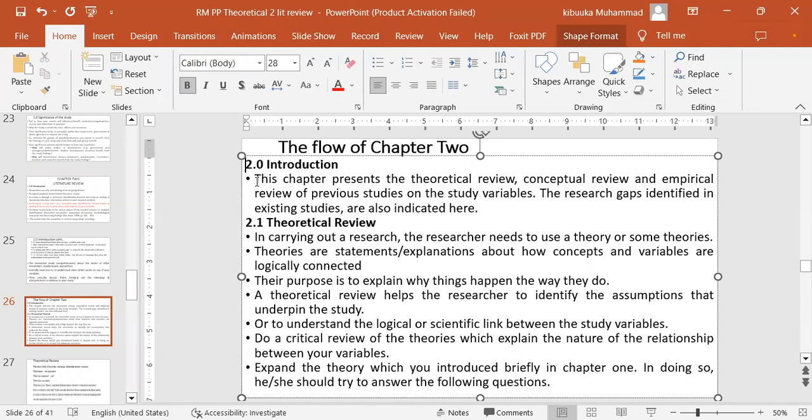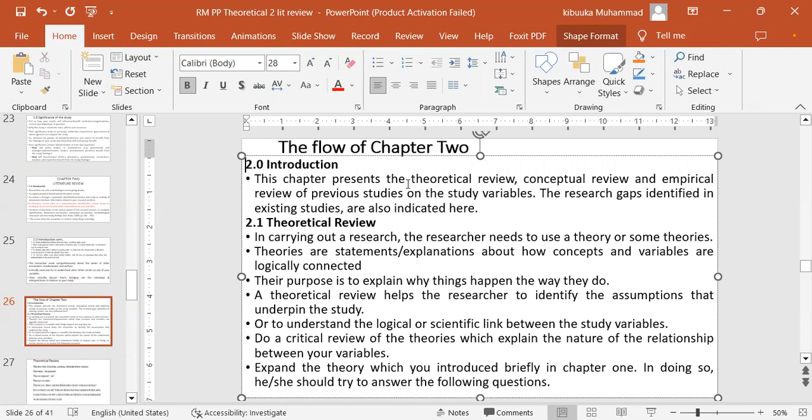For example, your introduction may sound like this. This chapter presents the theoretical review. If your theoretical review is going to appear as the first subsection, you may begin with it, or you may begin with the conceptual review if conceptual review is the first. There are different views on which one should come first, theoretical review or conceptual review. As of now, it will depend on you and probably your supervisor on what you prefer to put number one.